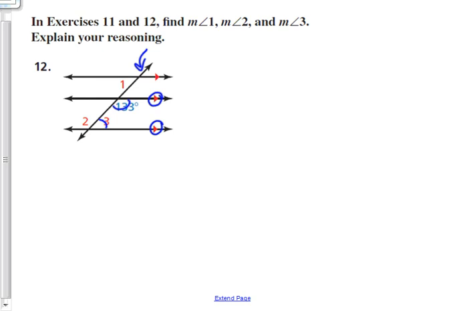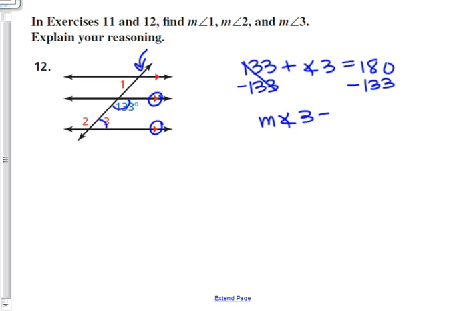So consecutive interior angles are supplementary. That's the theorem I'm using. So supplementary, meaning when you add them up together, they should equal 180. So 133 plus angle 3 should get me to 180 degrees. Well, when I take 180 minus 133 to get the measure of angle 3, I get 47 degrees. So the measure of angle 3 is 47. All right, let's move on to another one.